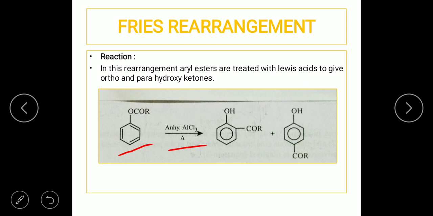That is because in aluminum chloride we do not have a complete octet of electrons. If you write down the electron dot structure for AlCl3, you can see why it falls under the category of Lewis acid. There is still place for 2 electrons for it to accept so that it can get stabilized. So on reaction with aluminum chloride, you can get either an ortho product or a para product, that is, ortho hydroxyketone or para hydroxyketone is obtained.